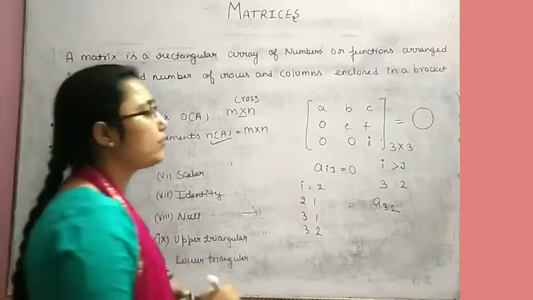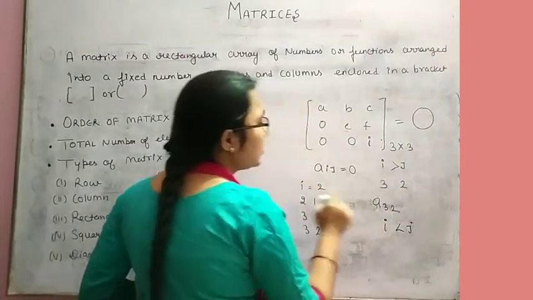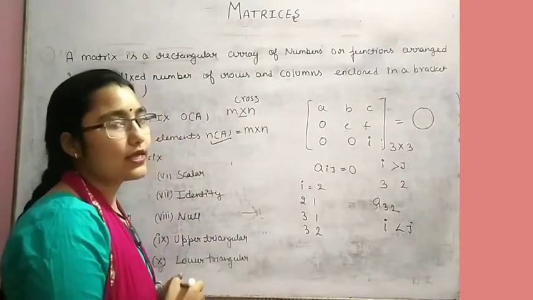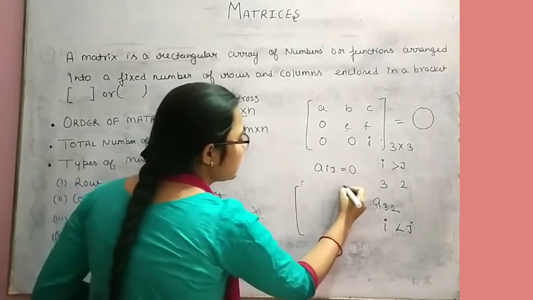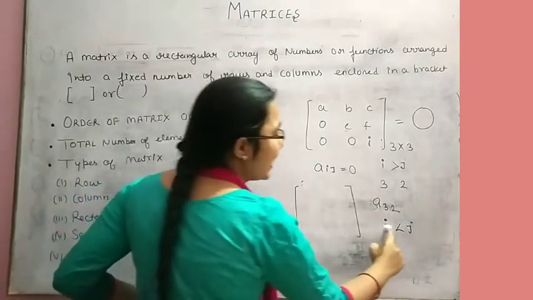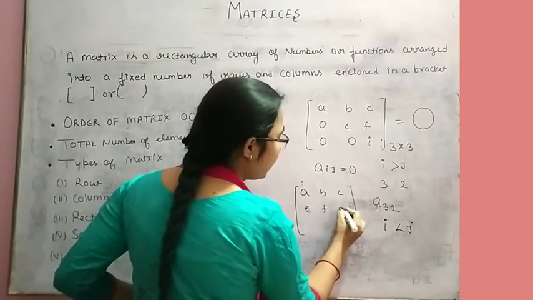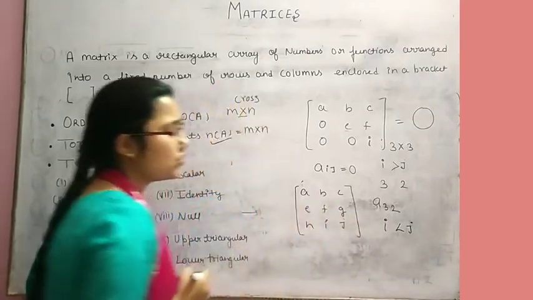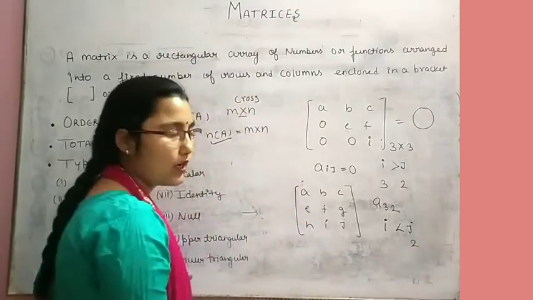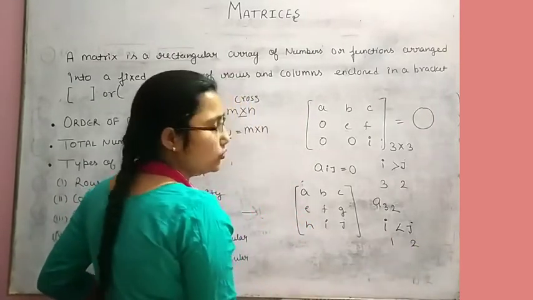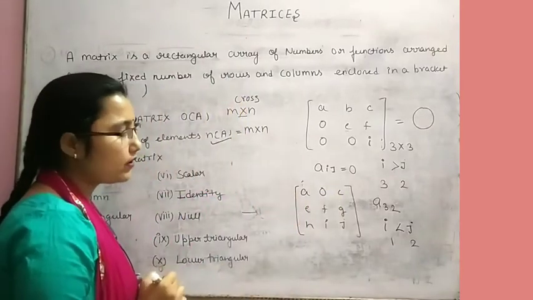Similarly, for lower triangular matrix, if I is less than J, then all the entries are 0. It is known as lower triangular matrix. The lower triangular matrix is represented by I is less than J. Suppose this is A, B, C, D, E, F, G, H, I. Suppose J is 2 and I is 1. This is 1, 2. So 1, 2 is B. This is equal to 0 for lower triangular matrix.